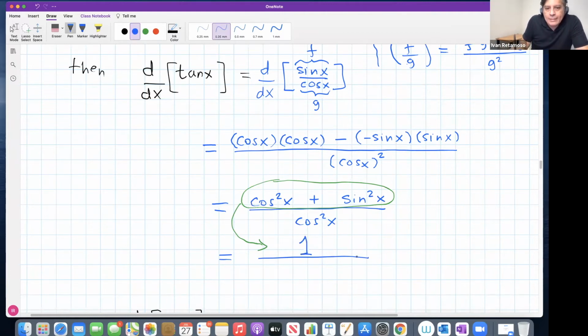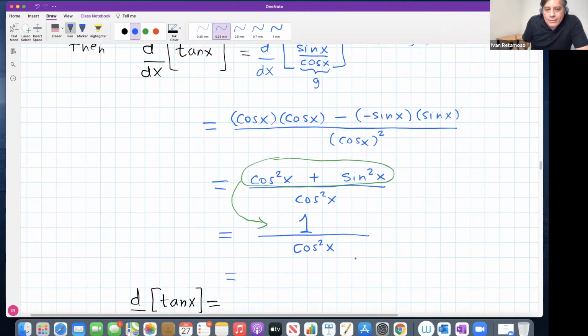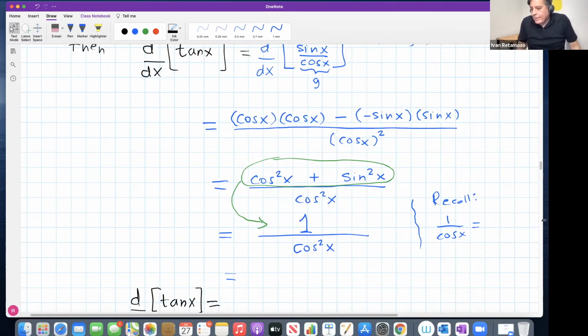One here, right? And this cosine square on the bottom. Great. But now, one more question. What is 1 over cosine of x using the reciprocal identities? What is this equal to? Anybody remembers? I can give you a hint: 1 over sine is cosecant, but what is 1 over cosine? What is that equal to as a trigonometric function?